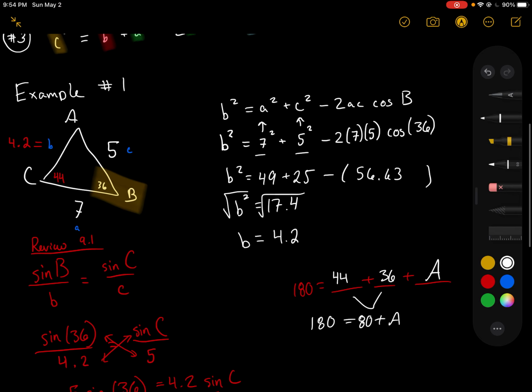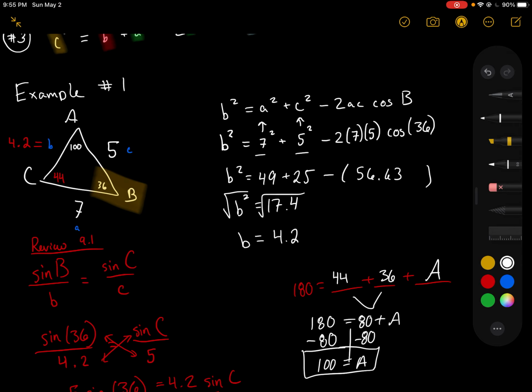So in this case, we know 44, we know 36, and the last one we're left with is angle A. We can put both of these together to get 80 plus A equals 180. We can subtract 80 from both sides, and we'll be left with A equals 100 degrees. So we have fully solved this triangle now.